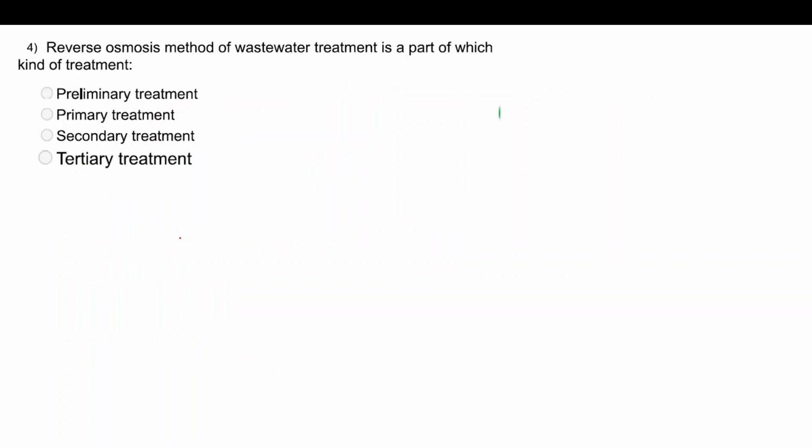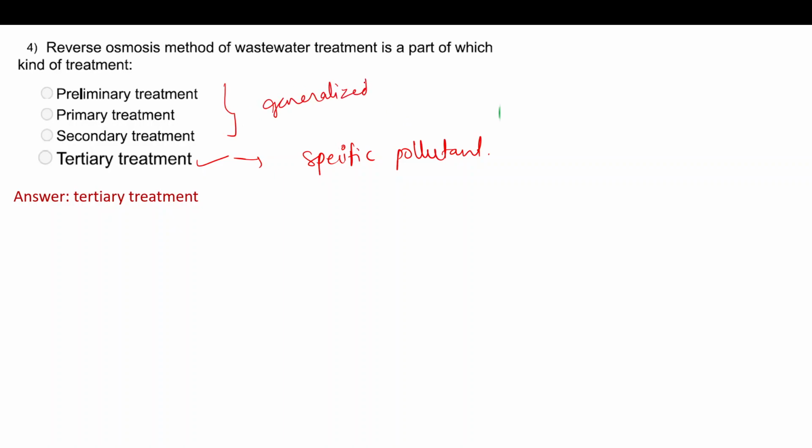Next is: reverse osmosis method of wastewater treatment is a part of which kind of treatment? So it is nothing but tertiary. Tertiary treatment involves some specific pollutants. It takes care of any specific pollutant which is present, and all these other processes are generalized processes. So you can say that tertiary treatment is a specific process.